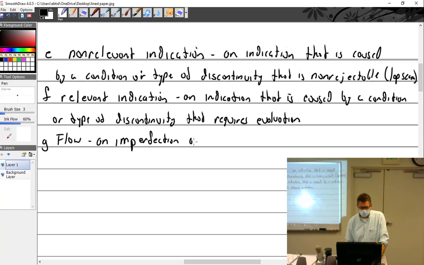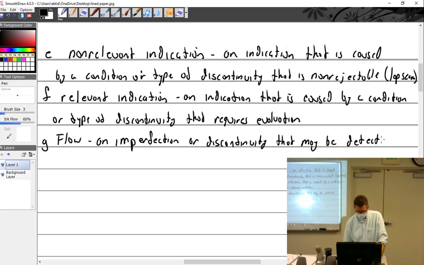An imperfection or discontinuity that may be detectable, and it's two words, may be detectable, by NDT, but is not necessarily rejectable.